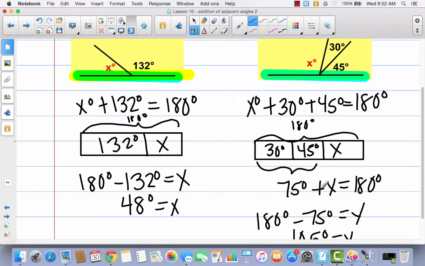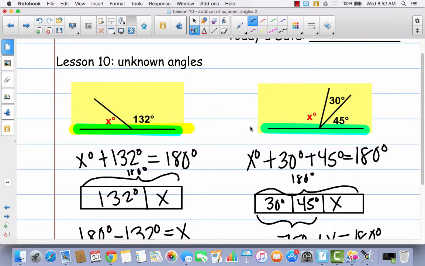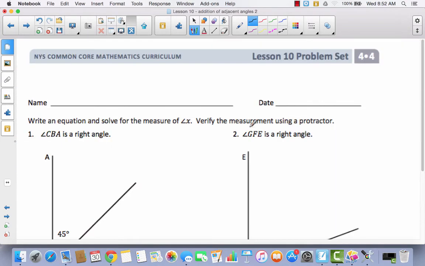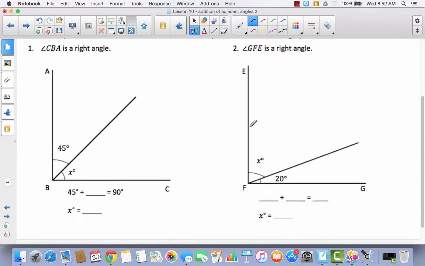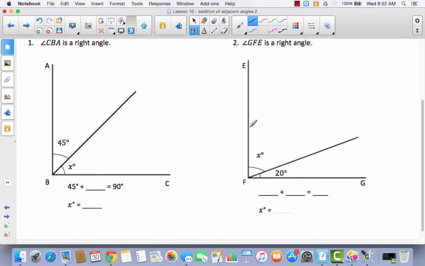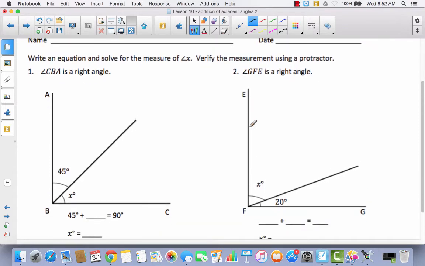And you'll notice I did not have to use a protractor because I knew that these angles added together were 180 degrees. All right, let's practice this a little bit in our problem set. So it says write an equation and solve for the measure of angle x. Verify the measurement using a protractor. Okay, so you will need a protractor here to verify your measurement.